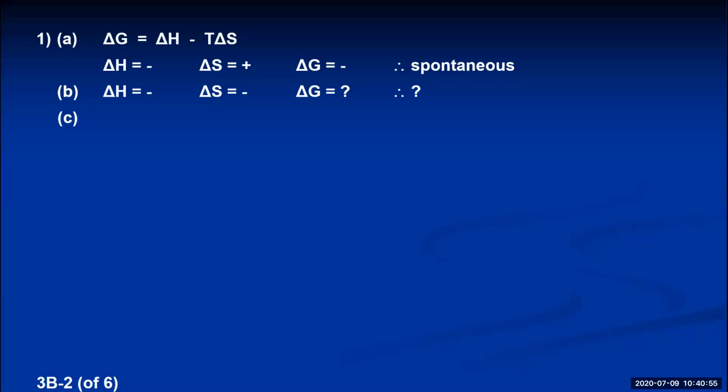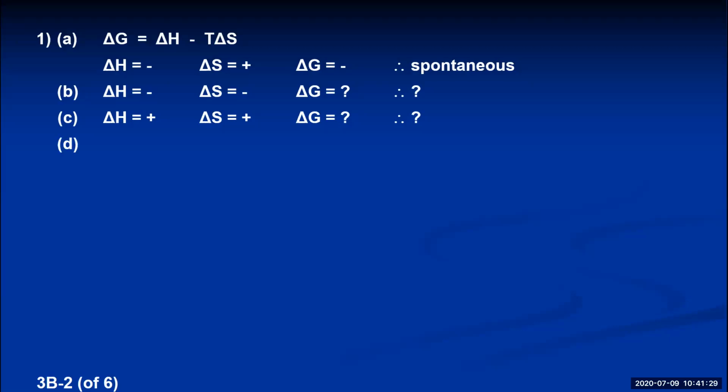C, an endothermic process in which the disorder increases. An endothermic process, the delta H value is positive. If disorder increases, that means that delta S is a positive value. In this case, the first term, delta H, is positive. The second term is a negative of positive. It's going to be a negative value. The two terms are opposite of each other, and therefore delta G cannot be determined unless you know what the temperature is. D, an endothermic process in which disorder decreases.